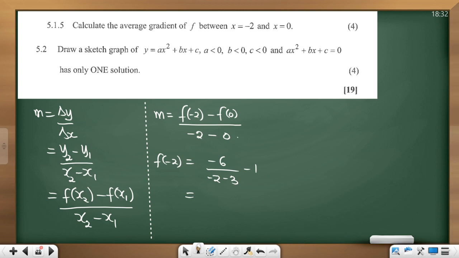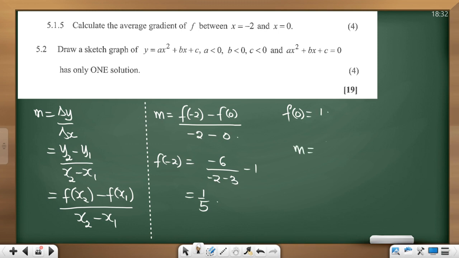What will this be? Minus 6 over minus 5. That is 6 over 5. Minus 1. That is 1 over 5. 6 over 5 minus 5 over 5. Yes, 1 over 5. And already f of 0. Do you remember we have that? That's our y-intercept. X is 0. We did that.